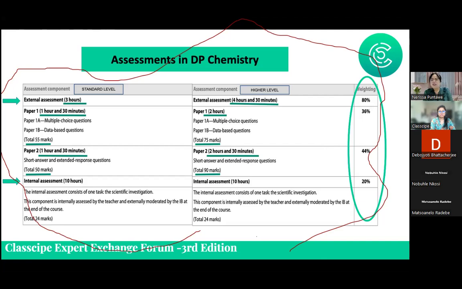Now, why am I sharing this? Okay, it's very important that you, as DP chemistry teachers, know and understand how your students are being assessed at the end of the course, right? Because if you don't understand how they're going to be assessed, then you won't know how to design your formative assessments. But then you might ask, sorry?